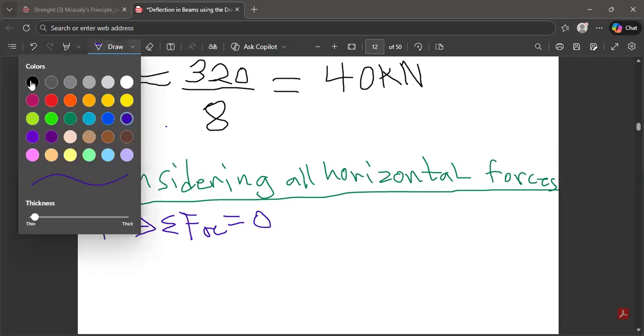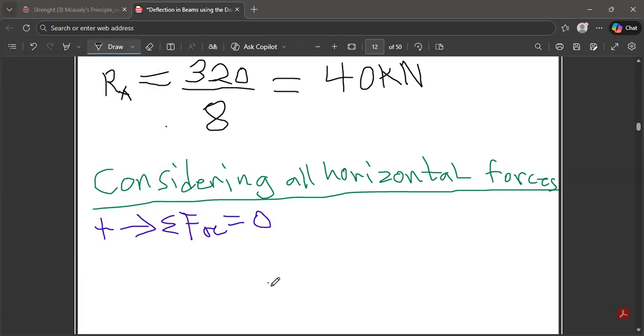Exactly. That implies that our HA is equal to zero. Our HA is equal to zero, or our HA times zero is equal to zero.